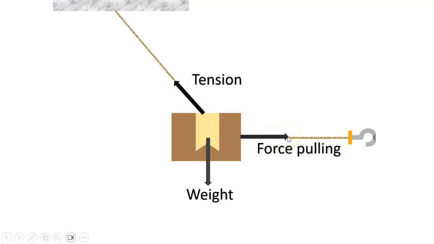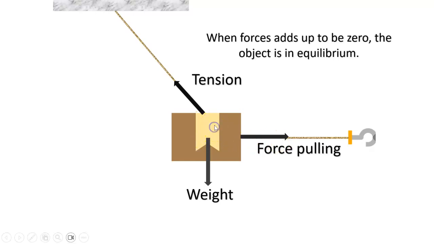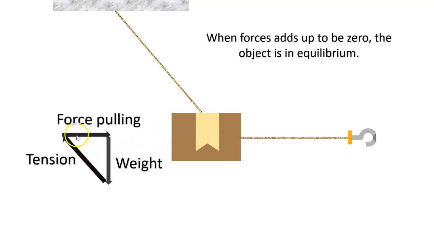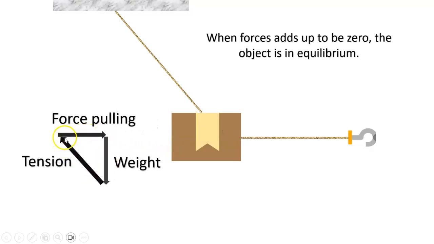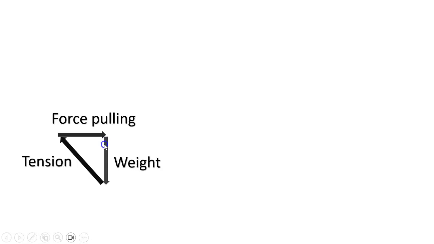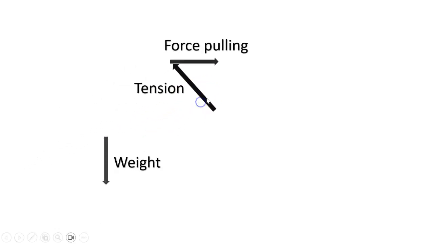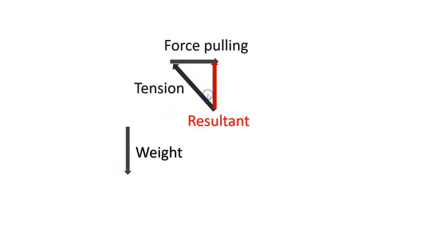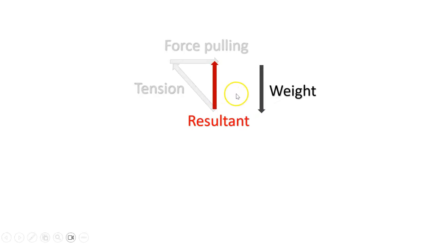When the object is static, not moving, that is when these 3 forces add up to be 0. And we say that the object is in equilibrium or the resultant force is 0. For the 3 forces to be 0, they are all pointing in one direction, either clockwise or anti-clockwise, because the sum of any 2 of the 3 forces will be equal in magnitude but opposite in direction to the 3rd force.